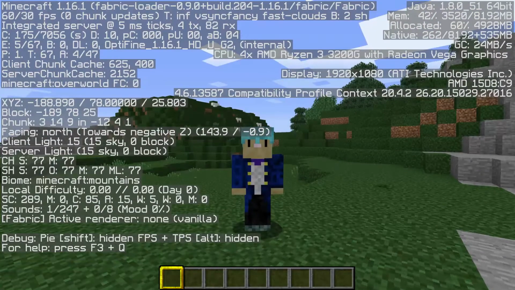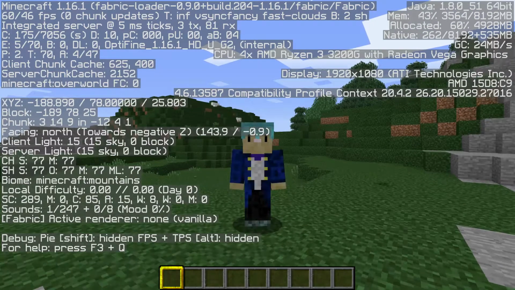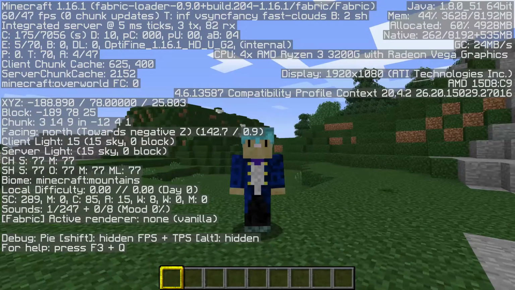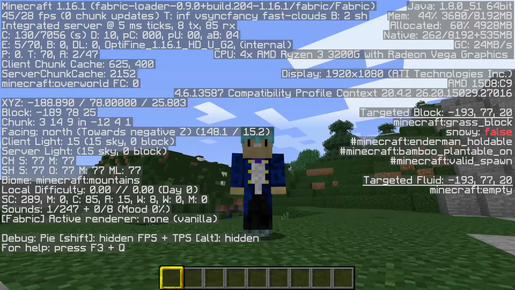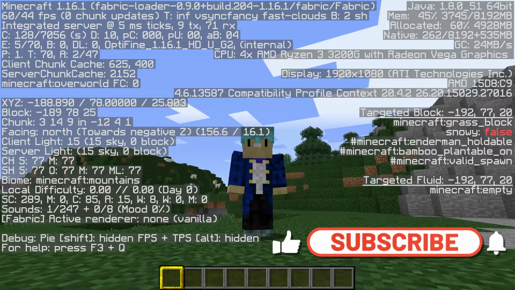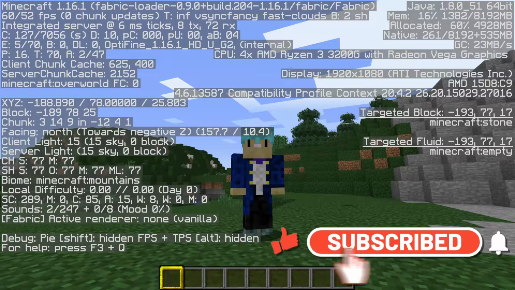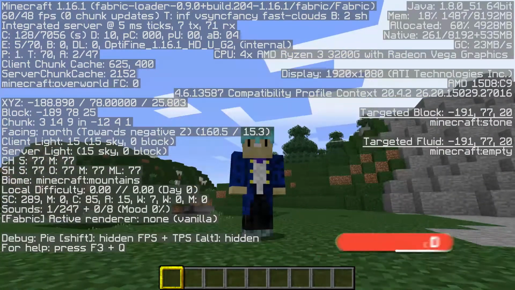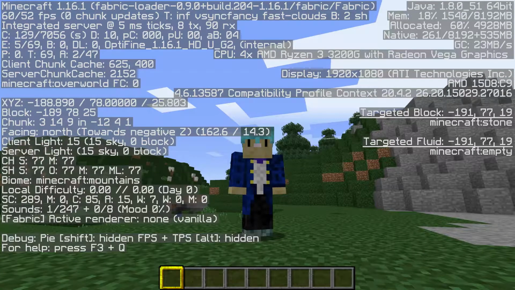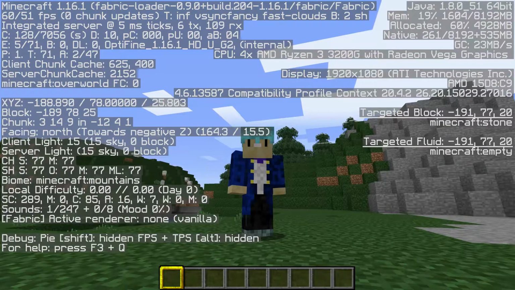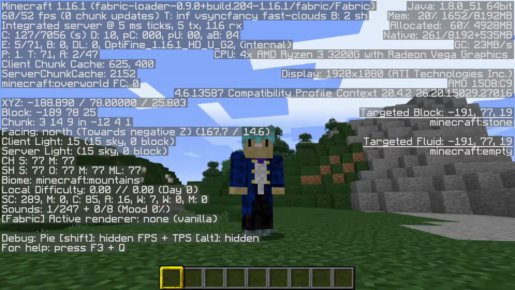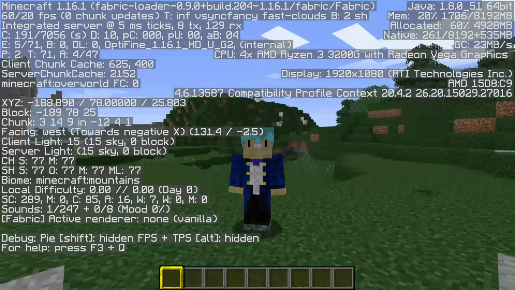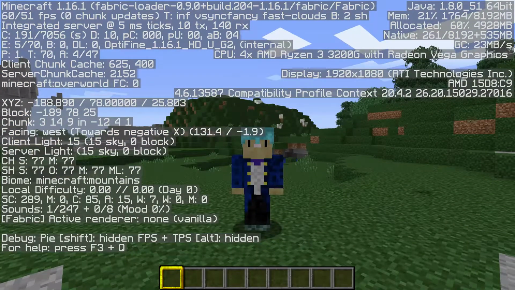The next two numbers that are of interest to us here are the client light, which is 15 in this case. That shows you the light level of the block that you're looking at. So in this case we've got full light, which is 15. If we were to block ourselves in with dirt it would go down to 0. A torch would give a light level of 12 in a dark place, for example. So that's very useful when you're mob proofing your bases. You don't want blocks to be spawnable.